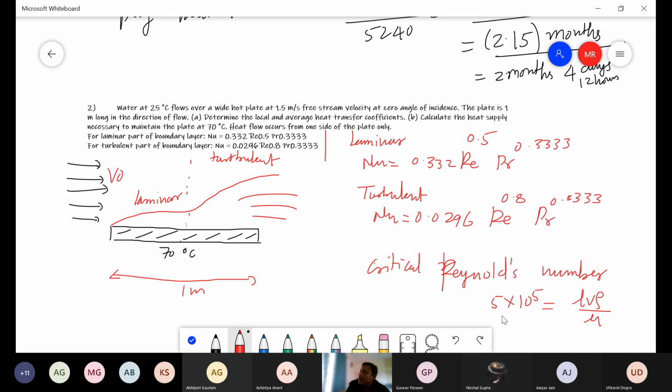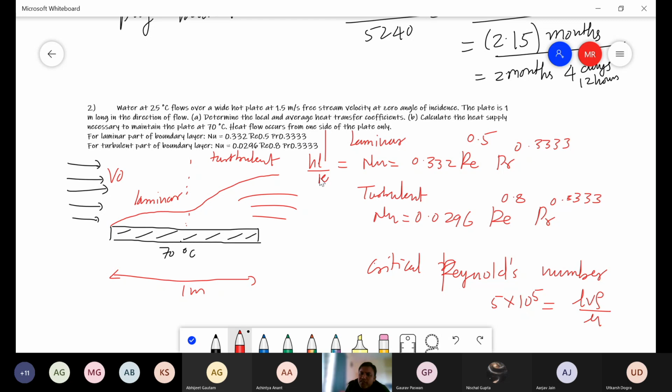Below this, the flow is laminar. Now, what has been given is the Nusselt number. The Nusselt number is defined as hL by k. That is how the Nusselt number is defined. These are the correlations given in terms of the Nusselt number.